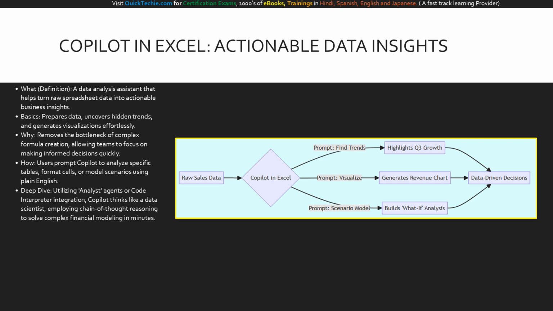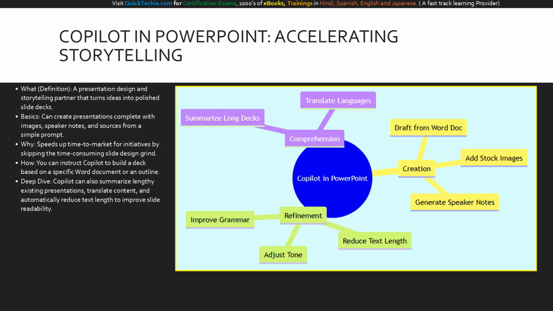Now, let's talk about storytelling with Copilot in PowerPoint. By definition, this is your AI storytelling partner. Its basic function is taking your raw ideas and generating stunning slide decks, completely populated with relevant images, formatting, and even speaker notes.